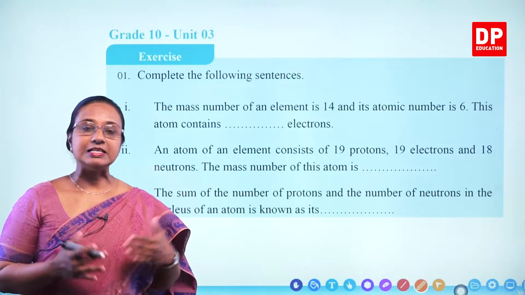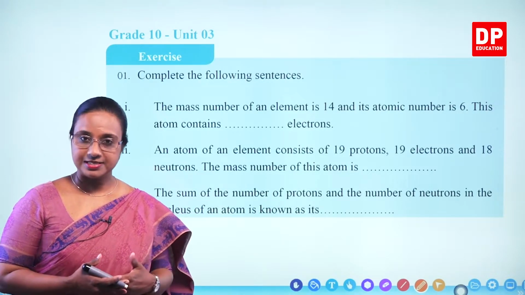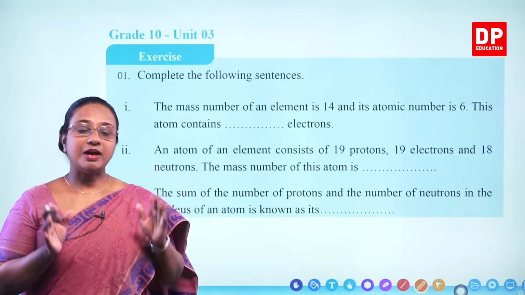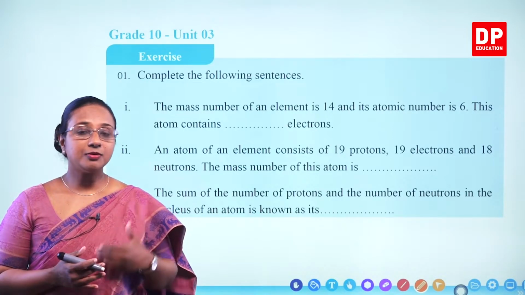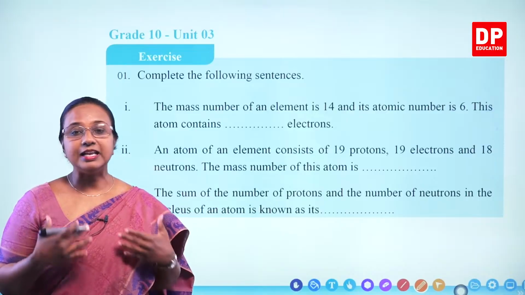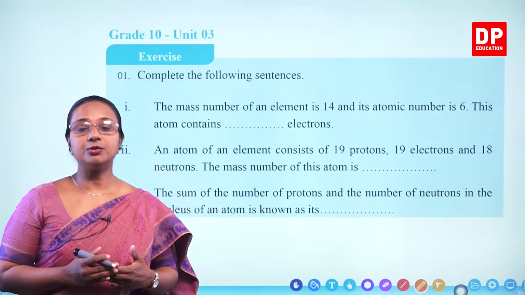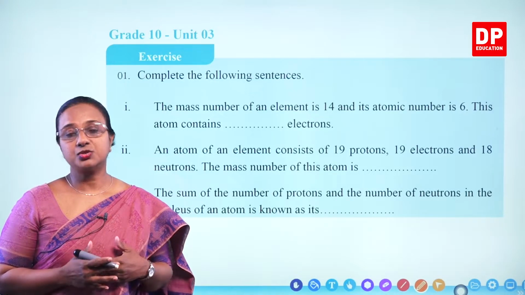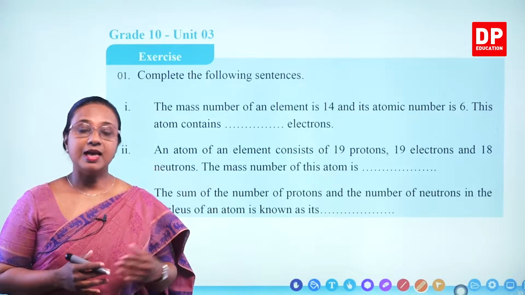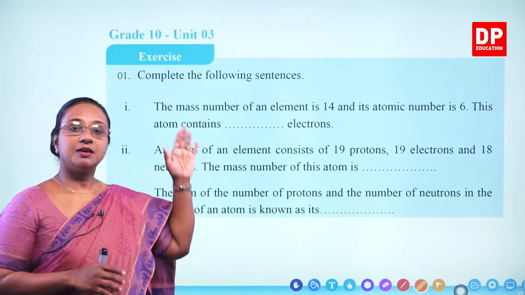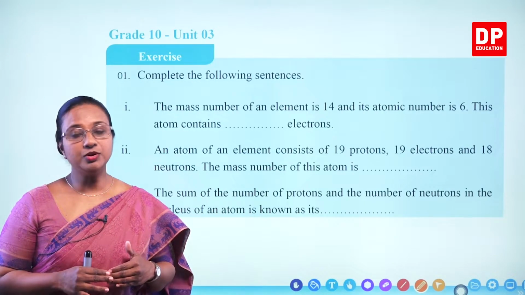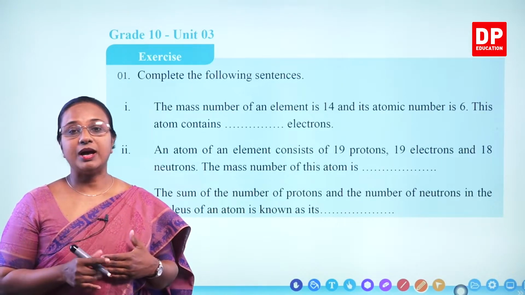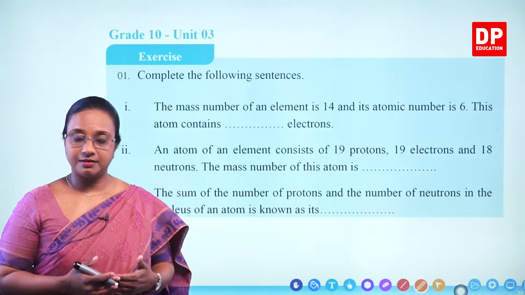Now you have been listening to the discussion of this lesson, Unit 3 of the Grade 10 Science textbook. You have understood the discussion. Then I hope you read the lesson again and again until you were clear with the lesson. Then I want you to try all these questions first by yourself and then correct it with the discussion that I am going to do now. So when you listen to this discussion, you can check whether you have answered all the questions correctly.